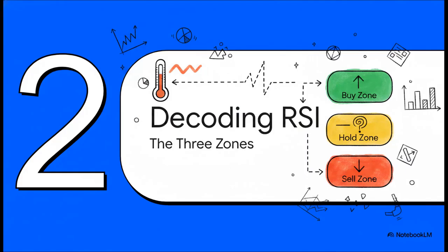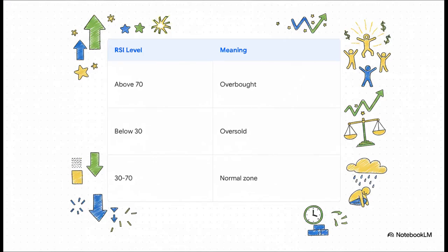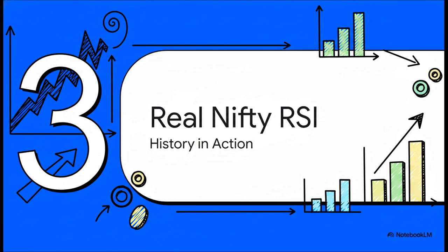Moving right along to part 2, decoding RSI levels, the 3 zones. This brilliantly maps out the market psychology into 3 distinct zones. When the RSI level is above 70, the market is overbought. Prices have surged, euphoria is super high, and the market might cool down soon. On the flip side, when the RSI is below 30, the market is oversold. Fear has completely taken over, assets are heavily discounted, and the market may be getting ready to bounce back. And that sweet spot right in the middle, between 30 and 70, that is the normal zone, just business as usual.